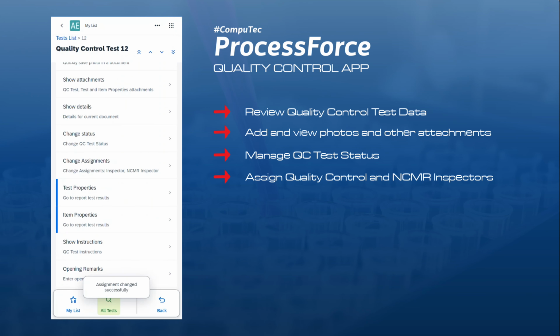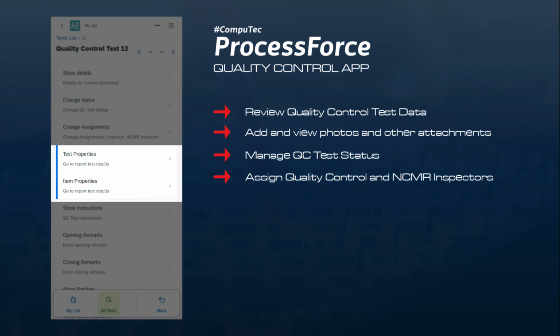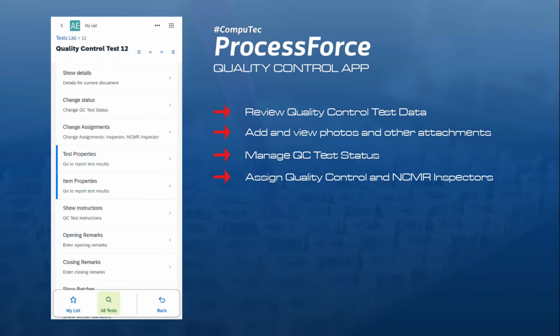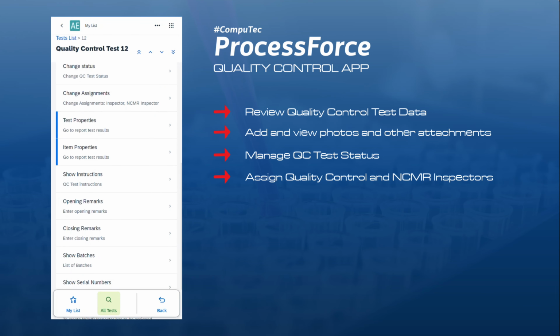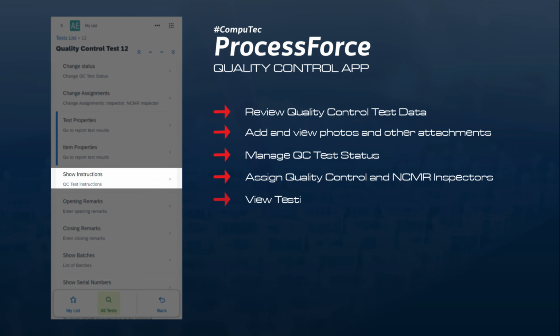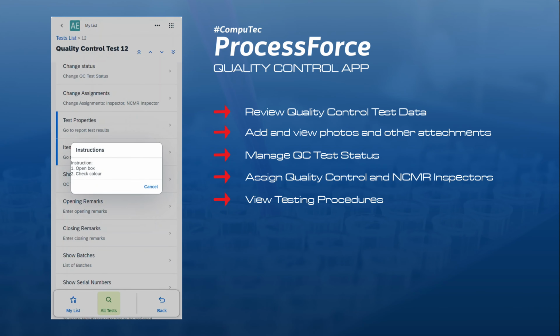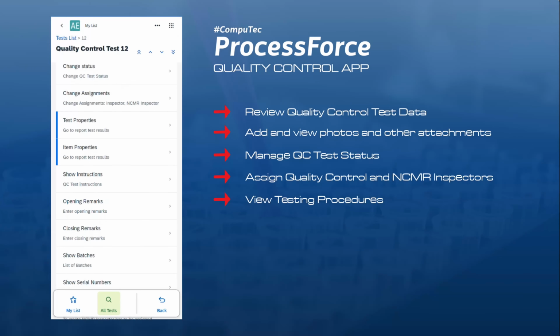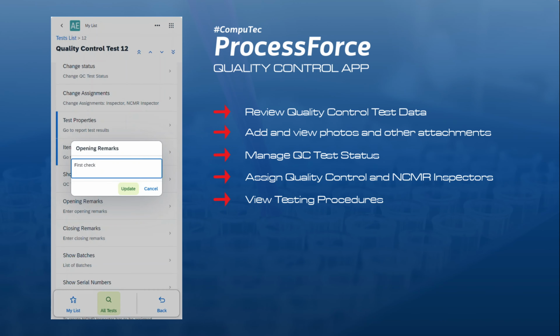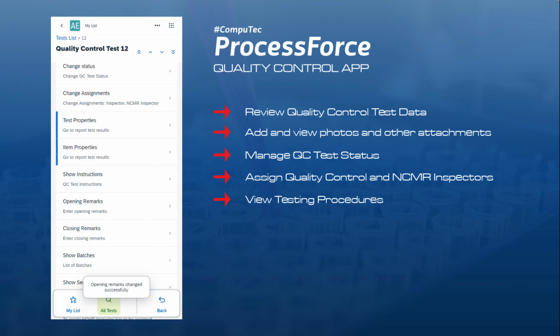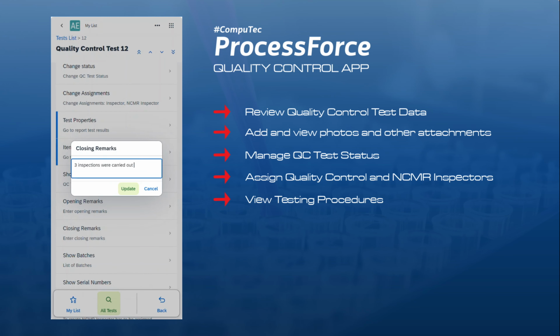These next two options allow you to record test and item property results, and we're going to just come back to those in a moment. Then the next ones allow us to view the instructions for carrying out the test. We just have some simple ones as an example here. And then there's add opening remarks, just like this. Just add a date. And same goes for closing remarks. We've got that too.